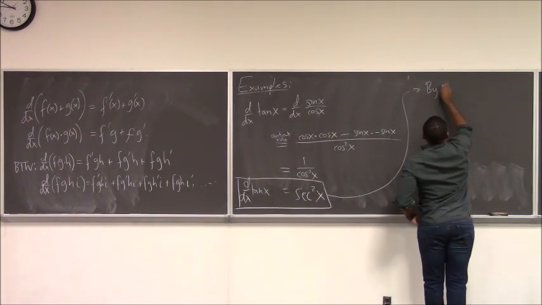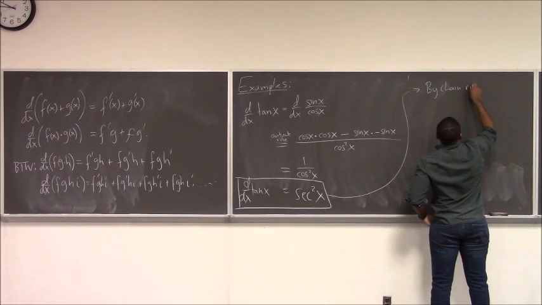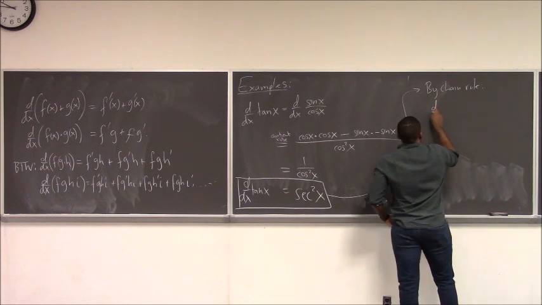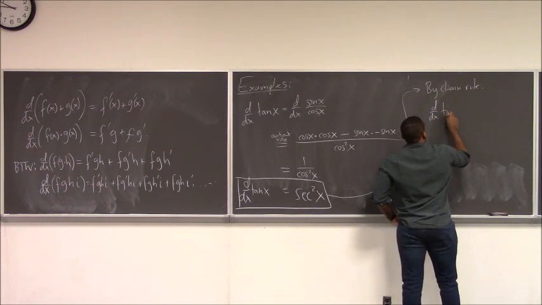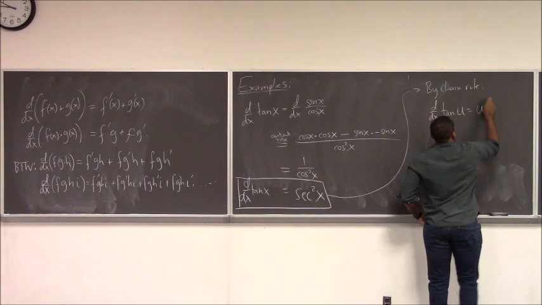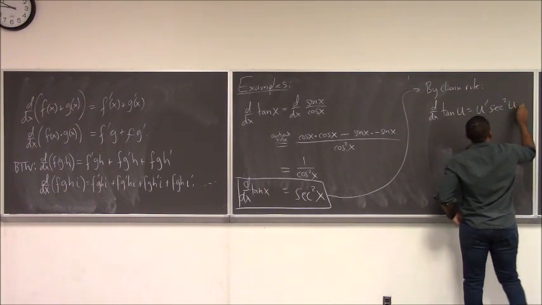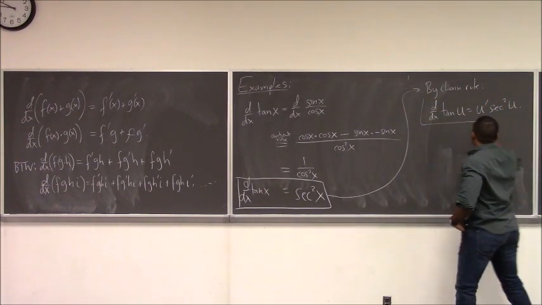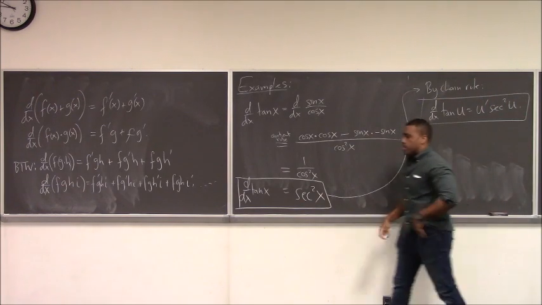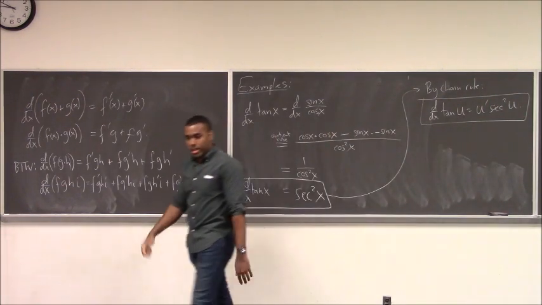And of course, by chain rule, we know that the derivative of tan u is going to be u prime secant squared u. That is now another thing you should have memorized.